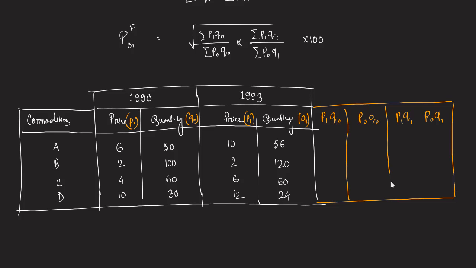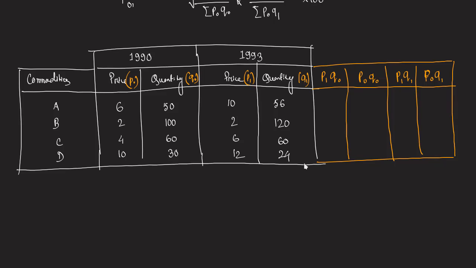So these are the columns that you will have to calculate for these different indexes, and then we will calculate the total. So we will find out the total. So P1 means this value, right? This is P1. Q0 means this. So let's find out. P1 Q0 is 10 into 50.